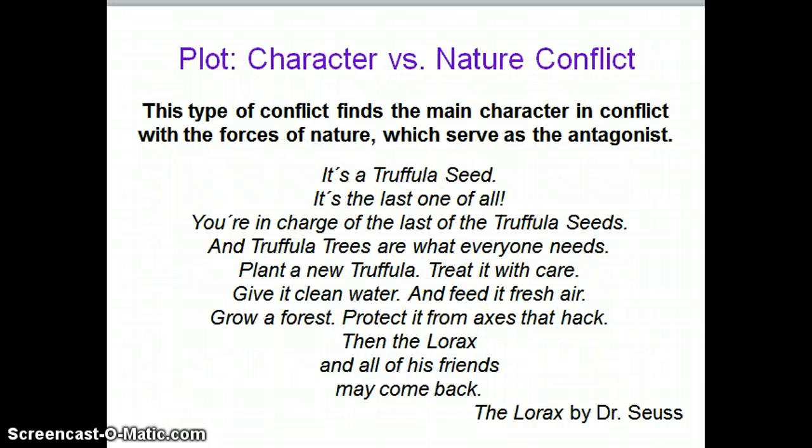The next type is character versus nature. This type of conflict finds the main character in conflict with the forces of nature, which serve as the antagonist. Protagonist, good guy. I always think of it, protagonist starts with P. Protagonists are positive. Antagonist is the evil side. So think about some of our favorite movies or books that we've read, Man versus Wild kind of things. This is when a person's trying to beat the volcano that's going to ruin their home. These are examples of a nature conflict.